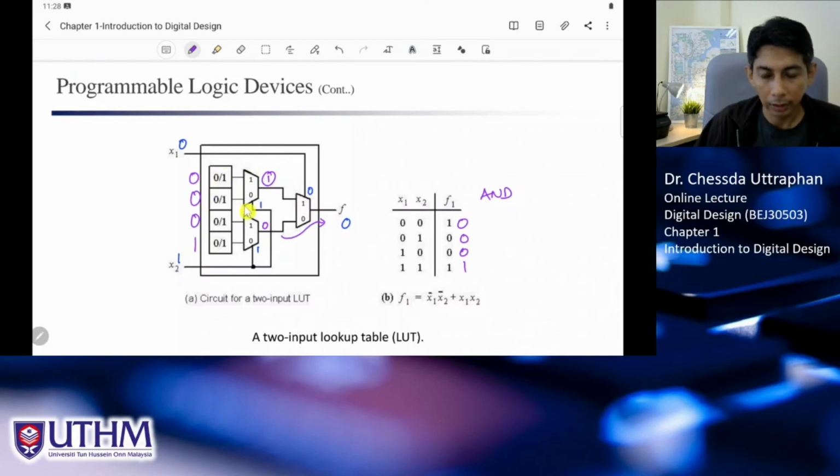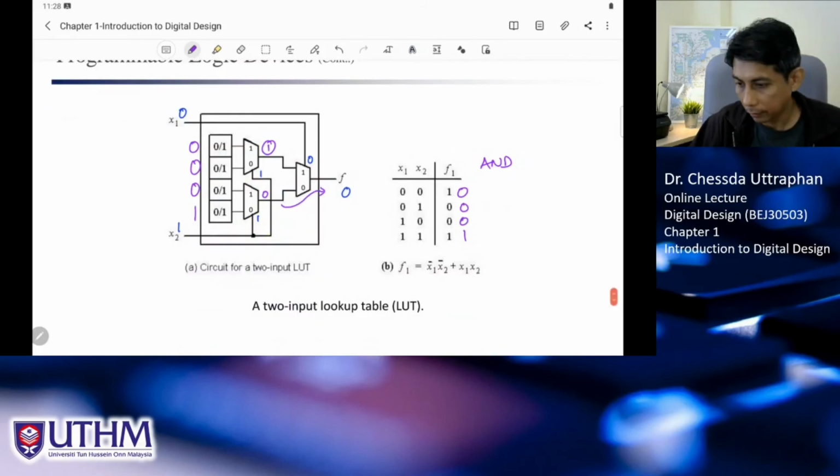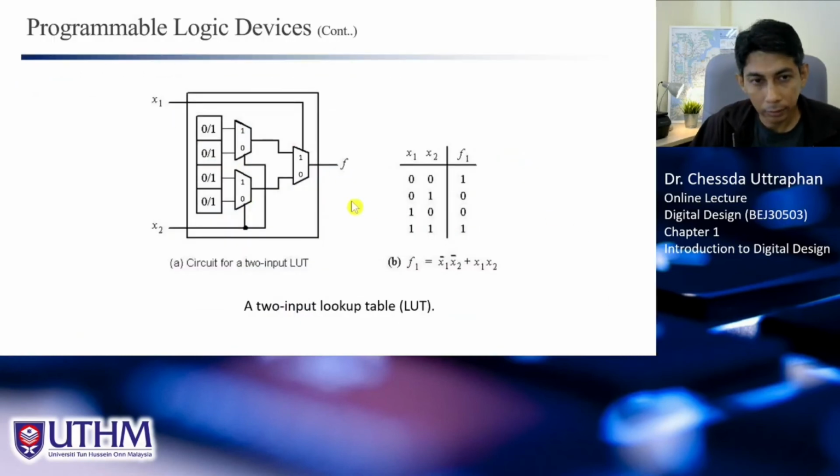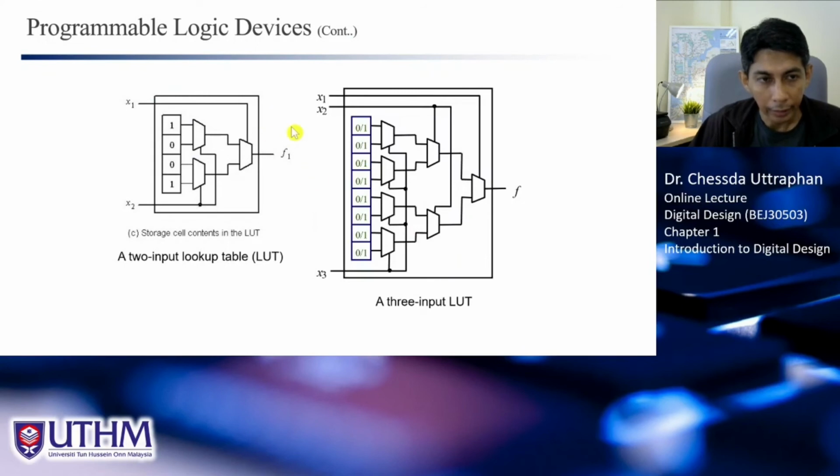Right. Straightforward. And this is a 2 to 1. If you have how many here? 3. All right, 3 inputs. So you will need to have 8 storage cells in your LUT, and the connection is like this. And you can try every combination to get F.